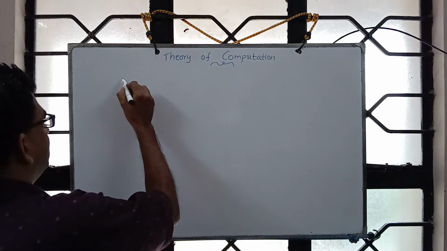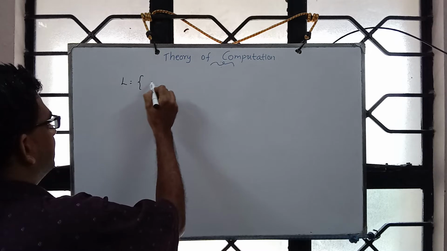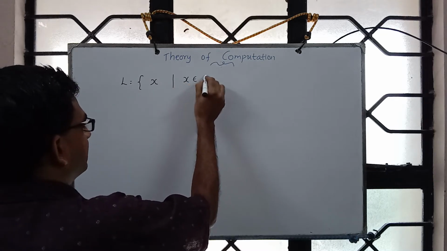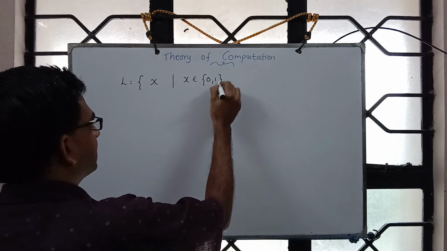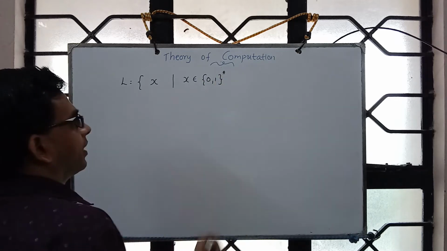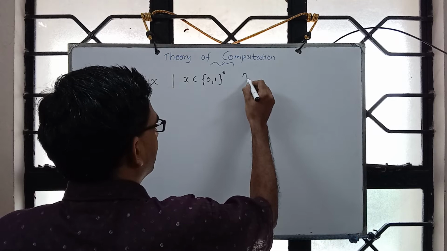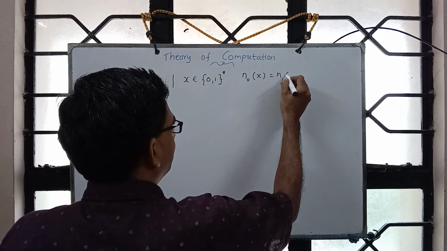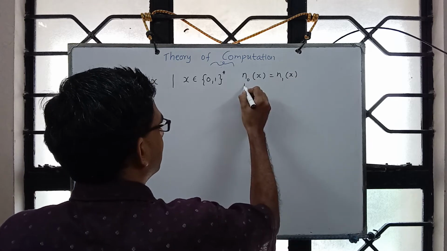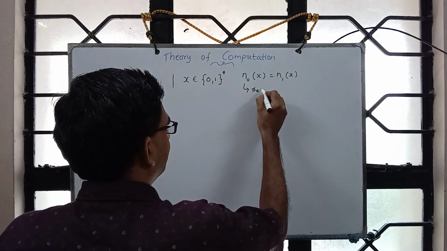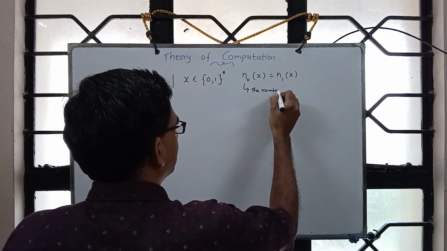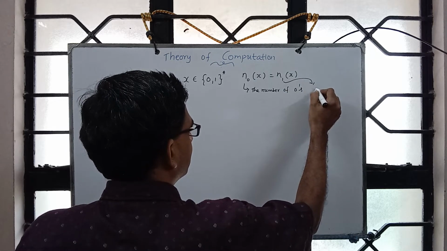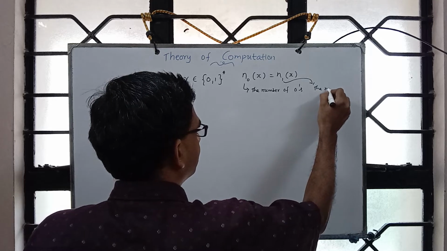Consider this language L consisting of the set of strings x over {0,1}* such that the number of zeros in x is the same as the number of ones in x. This represents the number of zeros and this represents the number of ones.